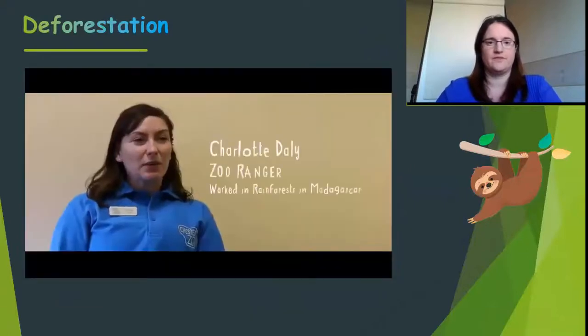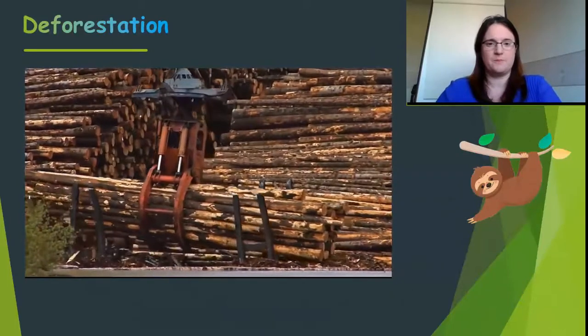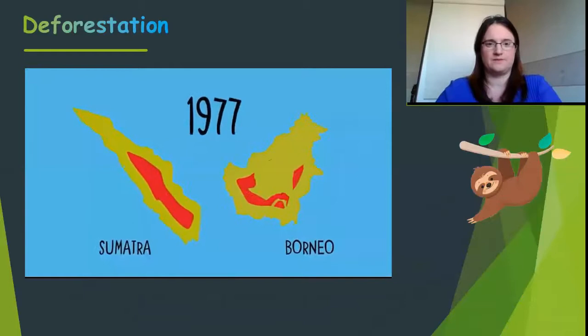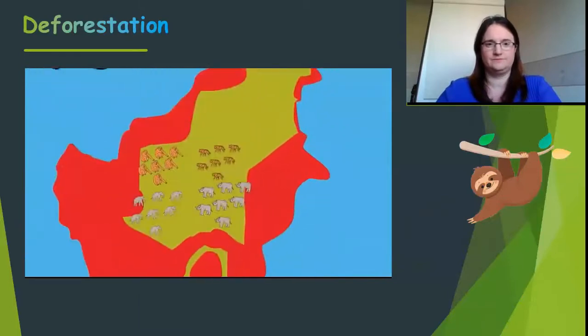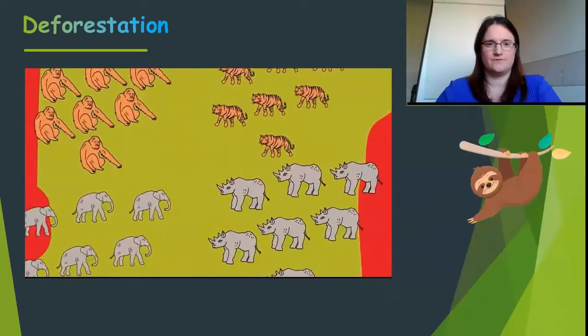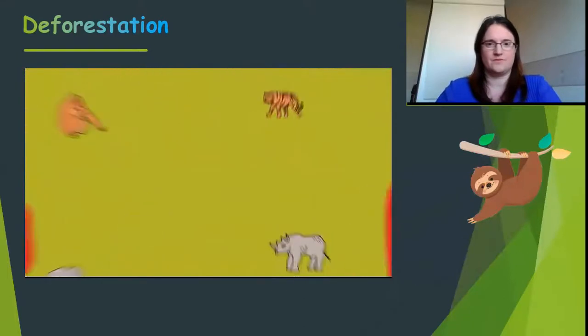Deforestation is when people chop down trees. Now, it becomes a big problem because if you're chopping down trees, that means animals that used to live in those trees no longer have a home. They also don't have food as well, because if they used to eat the fruit and the leaves from those trees, well, you've just taken them away.